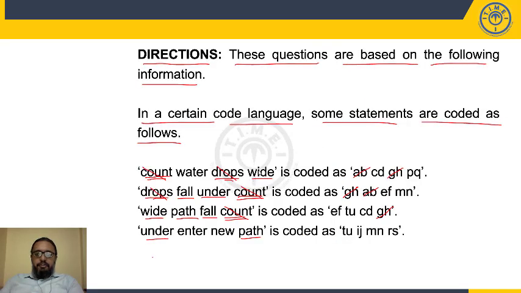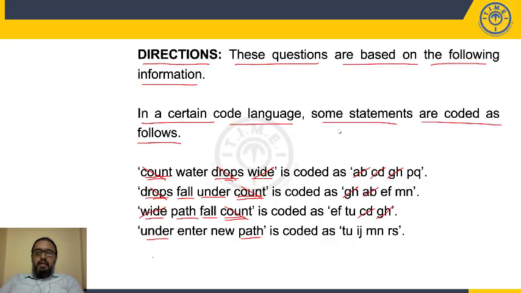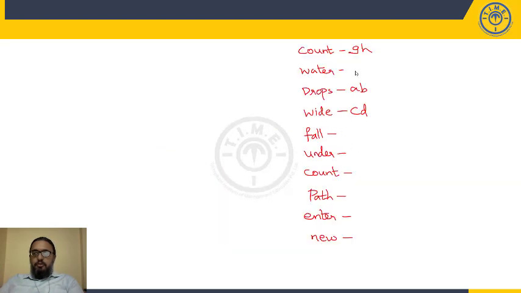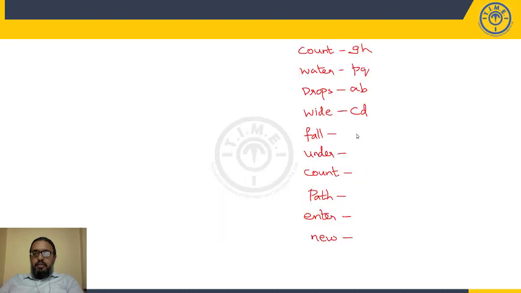Then for wide, in the first and the third, we have CD. CD is in the first and the third and wide is there. So I can take CD as the code for wide. And then the remaining is water. So for water, I can use PQ. So for water, it is PQ. Then next, for fall, fall is in the second and in the third sentence. So the code EF is in the second and in the third sentence. So for fall, it is EF.